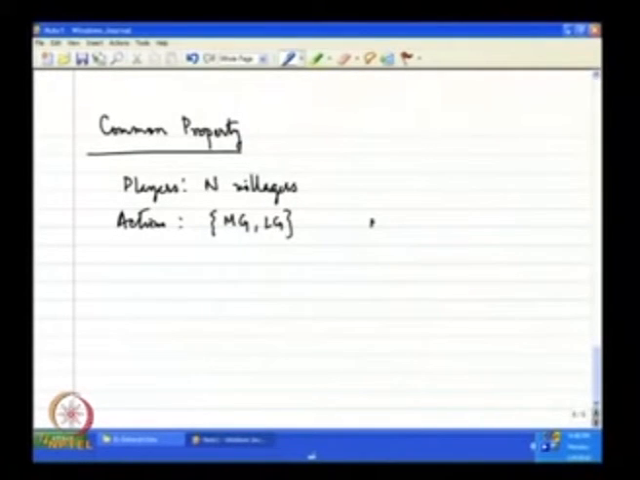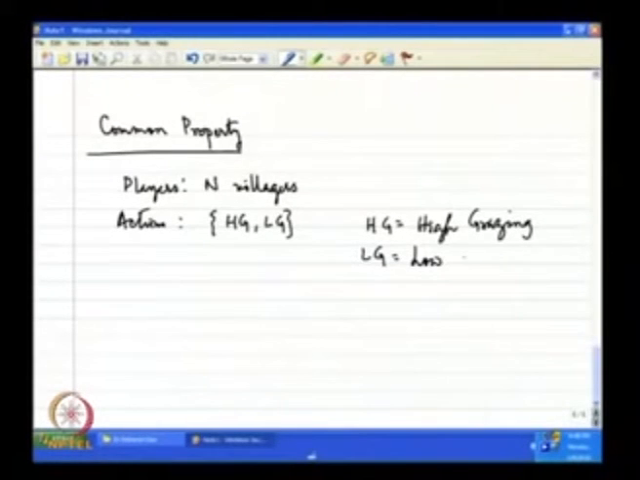So, there are two actions basically. Let me write it as Hg, or high grazing, and Lg, which is low grazing. So, these are the actions. Each player has the option to let its sheep graze the grazing ground by a high amount, in which case it is choosing Hg, or it could choose to make its sheep graze the grazing ground by a low amount, in which case it is choosing Lg.